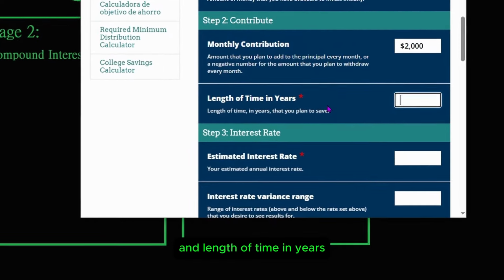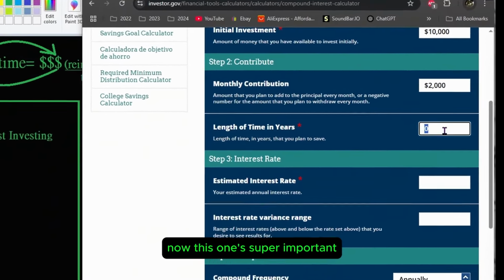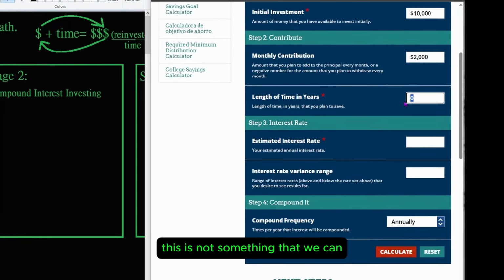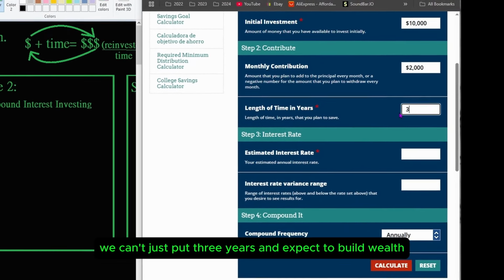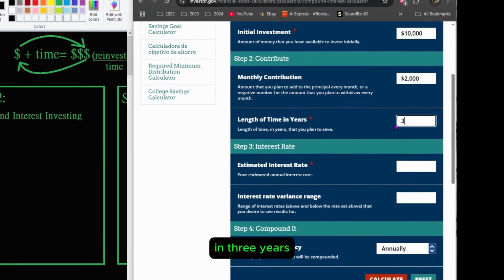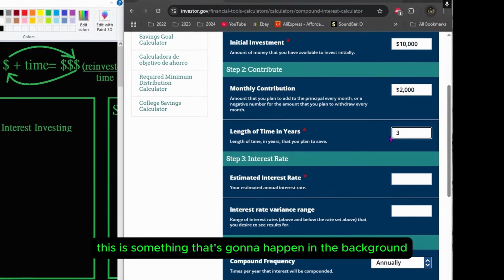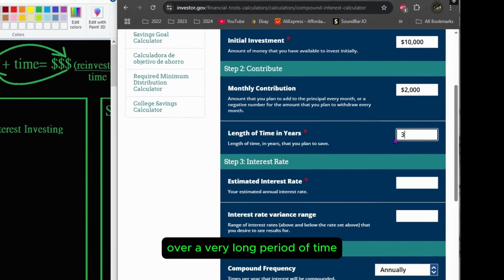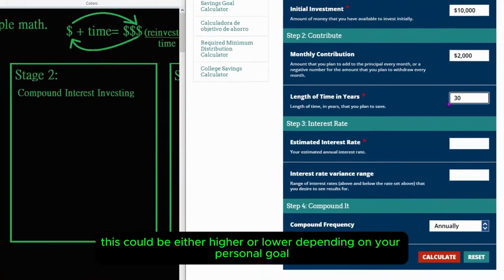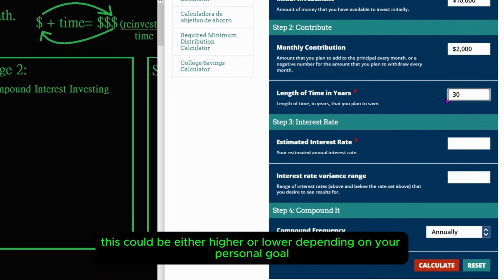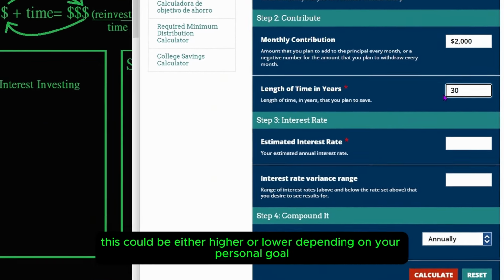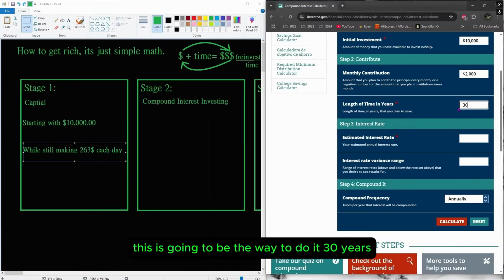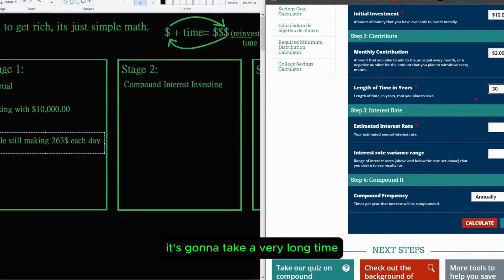And length of time in years. Now this one's super important because investing is an extremely long-term game. We can't just put in 3 years and expect to build wealth in 3 years. This is something that's going to happen in the background, over a very long period of time. So I'm going to say 30 years. This could be either higher or lower depending on your personal goal. But if we're genuinely after building true wealth and getting rich, this is going to be the way to do it. 30 years, it's going to take a very long time.